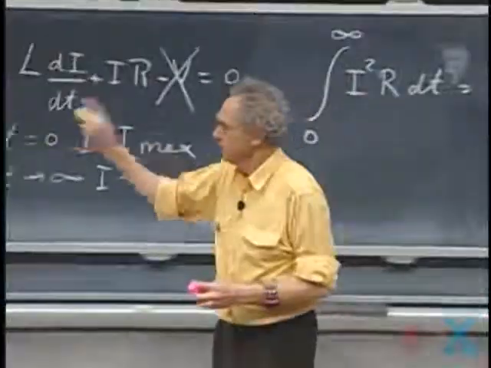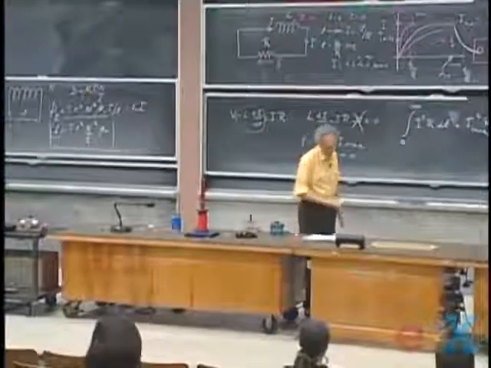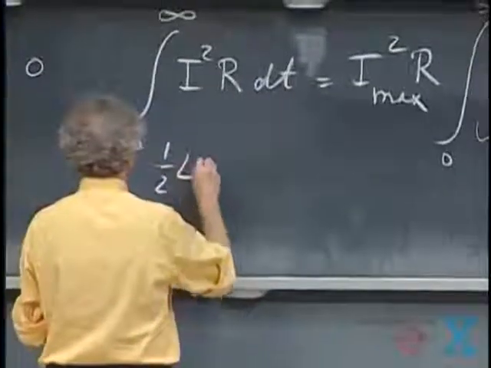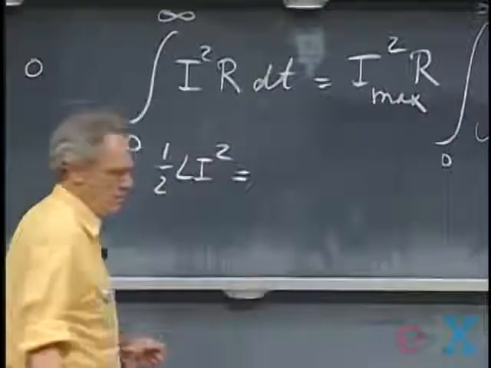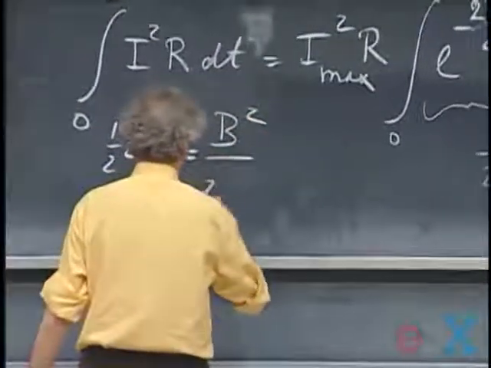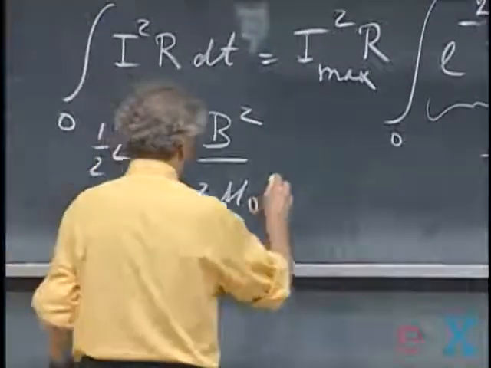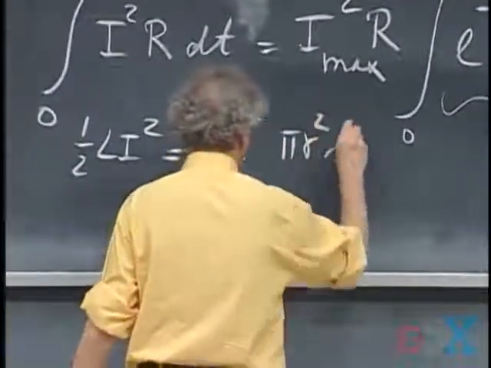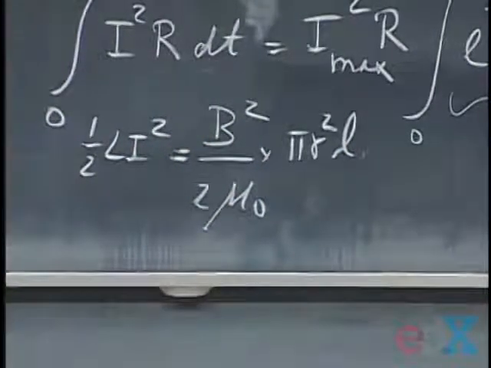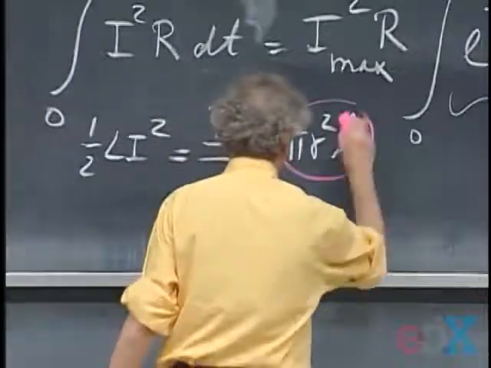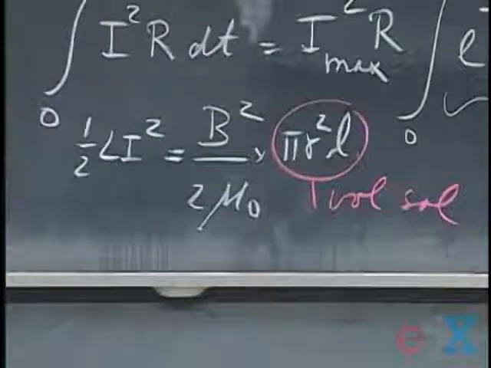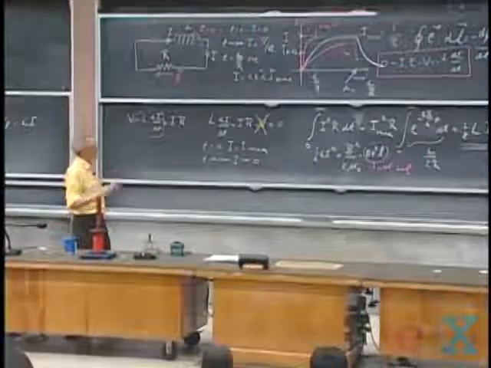And so when you do that, if you substitute capital L and capital I, you will find that 1/2 L I squared then becomes B squared over 2 mu 0 times pi little r squared times L. You check that at home. It's simply a substitution. But this is the volume of the solenoid where the magnetic field exists, and we have assumed that the magnetic field is zero everywhere outside.